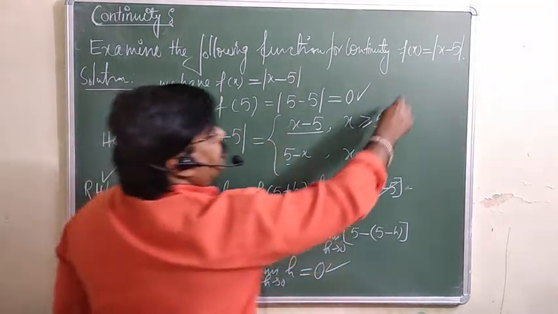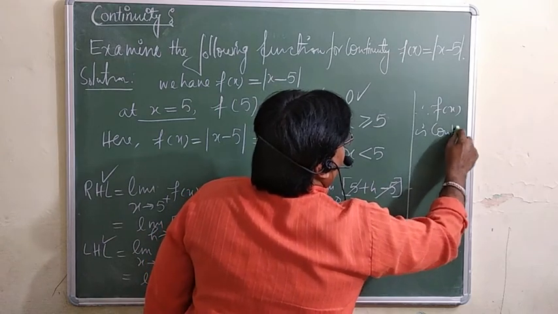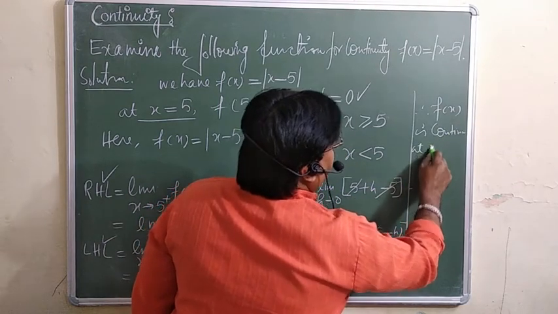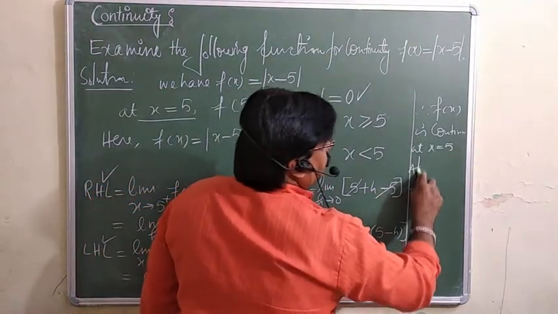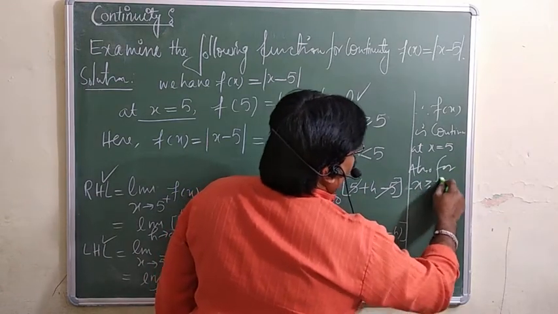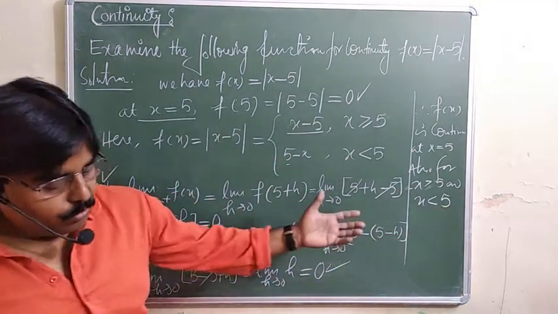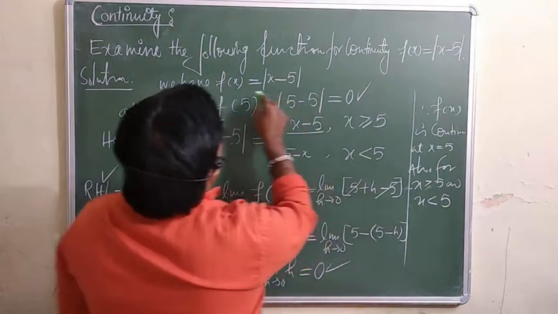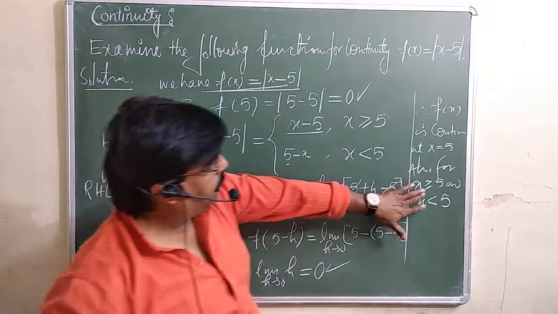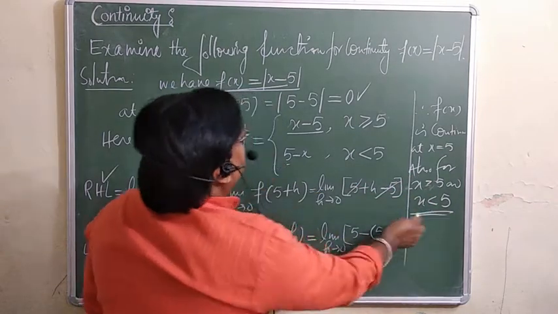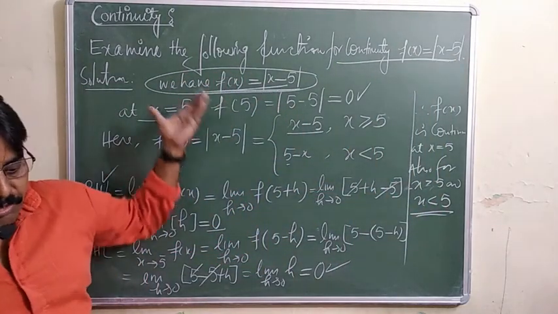So you can say, therefore, f(x) is continuous at x equal to 5. Also, for x greater than 5 and x less than 5, f(x) is a polynomial, and that will be continuous, because every polynomial is a continuous function. Have a look.